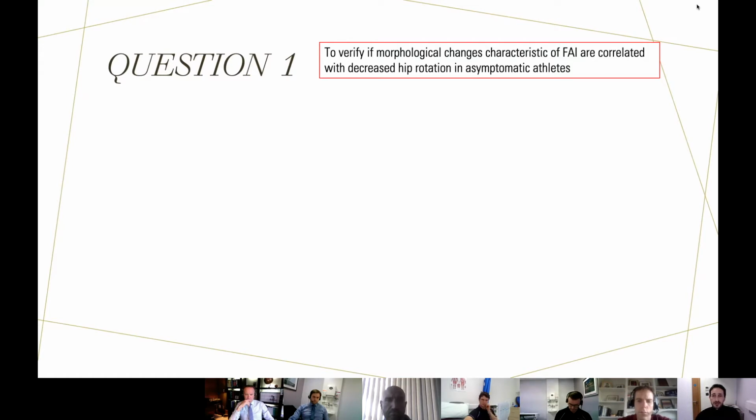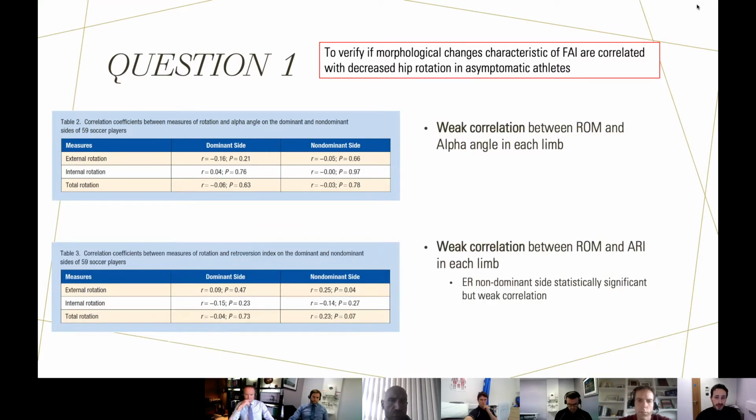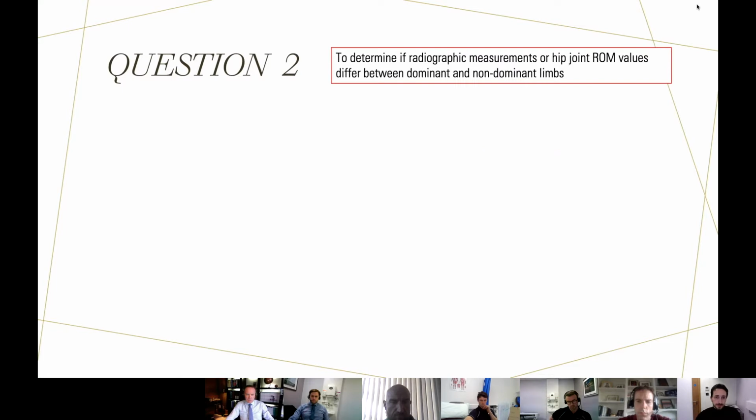Further questions. In order to answer question 1, which was to verify if morphological changes characteristic of FAI were correlated with a decreased hip rotation in asymptomatic athletes, overall they found that there was a weak correlation between the range of motion and the alpha angle in each limb. Further, there was a weak correlation between the range of motion and the acetabular retroversion index in each limb. There was a statistically significant p-value there for external rotation in the non-dominant side, but again, this correlation was weak.